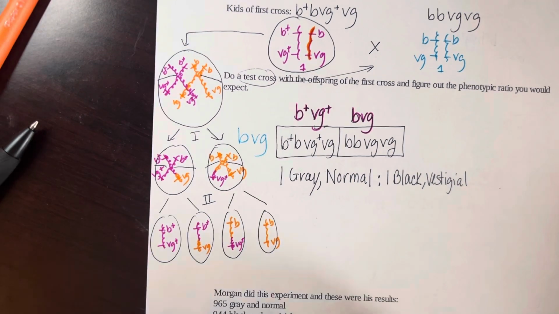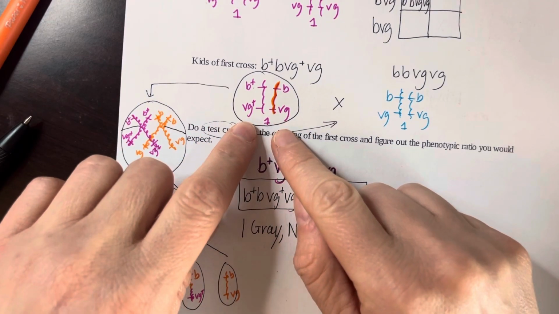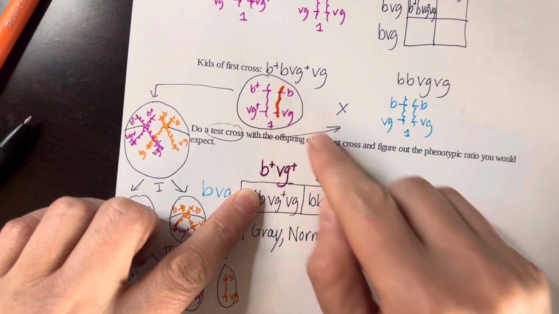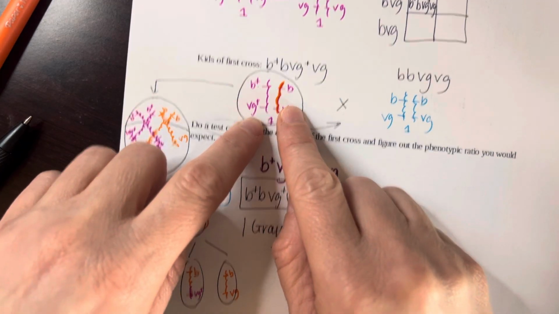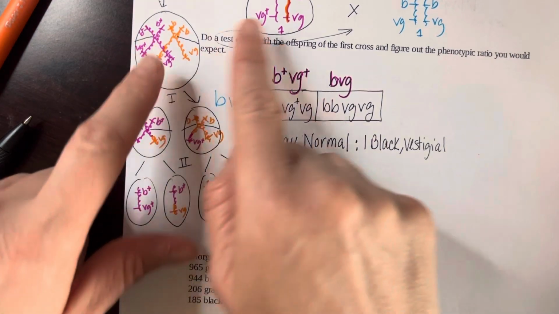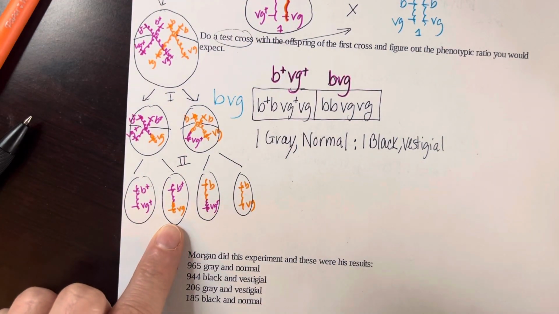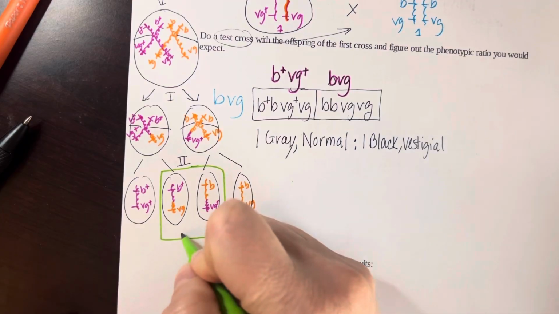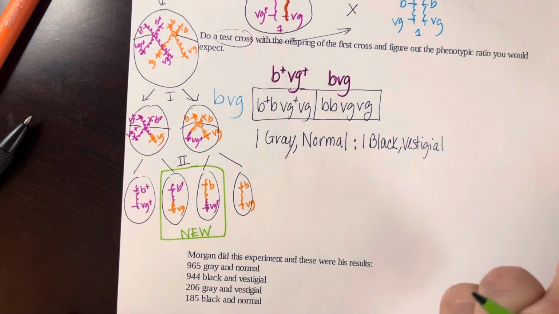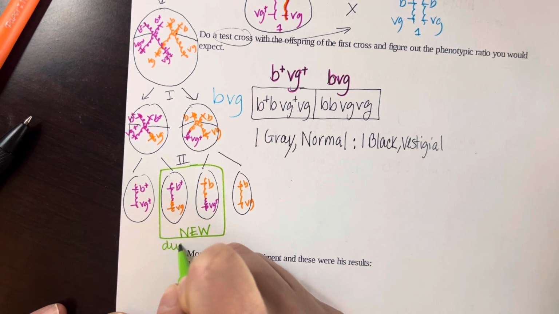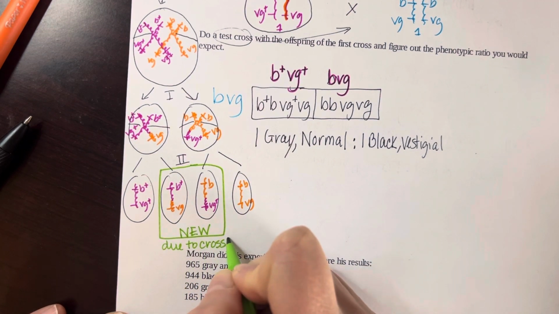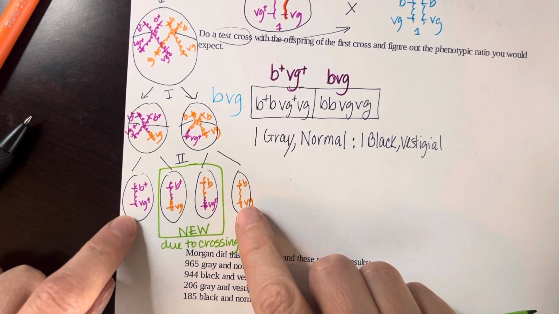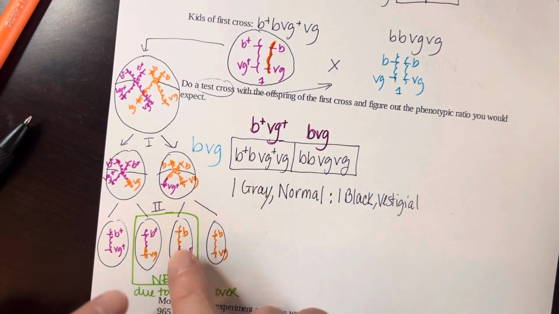So now look at when crossing over occurs. Before crossing over occurred, you only had 2 combinations. They could pass on the B+ and the VG+, or the B and the VG. But now that crossing over occurs, you've got 2 new combinations here. I'm going to put that in green. These guys are new combinations due to crossing over. So these were the original right here, no crossing over occurs. These are the new ones.